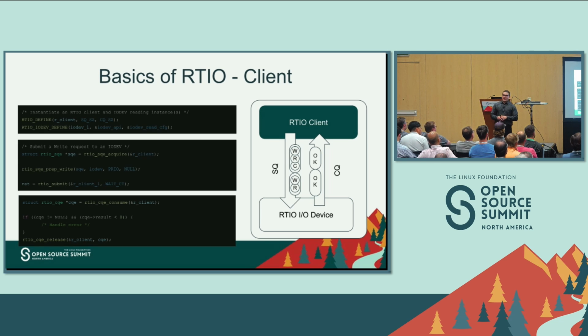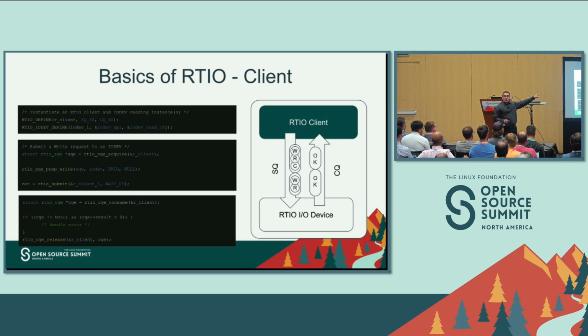OK, that all sounds great. Let's see how it looks in code. So if I am the RTIO client and I want to use it, what does this look like in code? Simply, you instantiate an RTIO client, sometimes referred to as the RTIO context. The RTIO define macro lets you instantiate it. You specify the size of the submission queue and the completion queue.